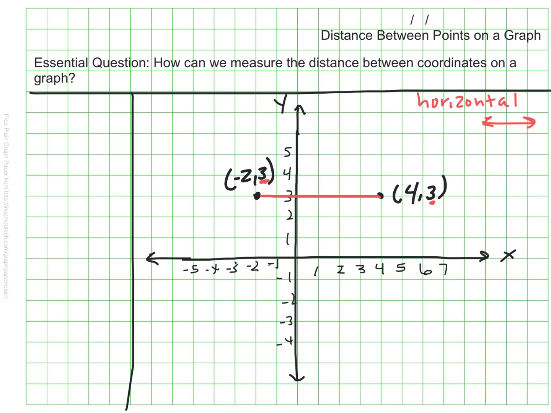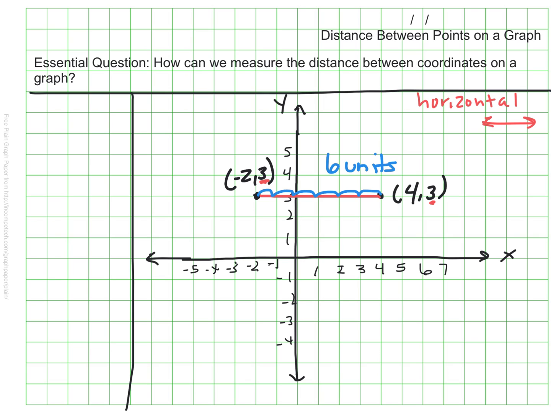And we want to be able to calculate the distance between these points. So we're essentially trying to see how long this horizontal line is that reaches between them. So I'll just go ahead and count. 1, 2, 3, 4, 5, 6. It looks like this line is 6 units long. So there are 6 units between these points.